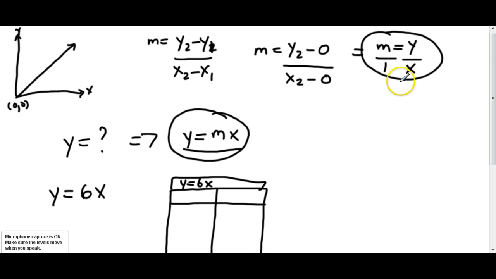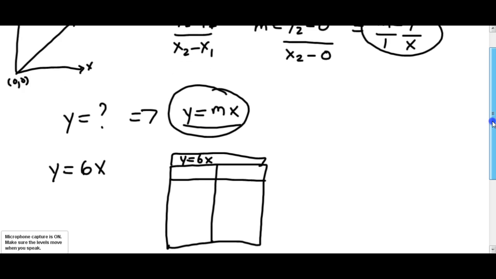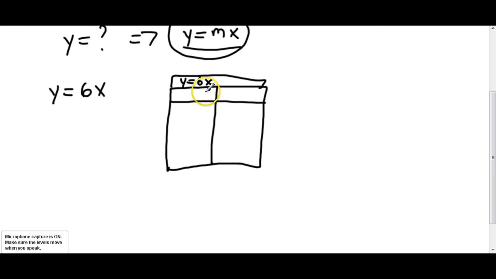From this right here, because we've got one coordinate 0 and 0, that's why we end up with this equation right here. So we know it's already going to go through the origin. I'm just going to put x here and y here, and draw some rows here.